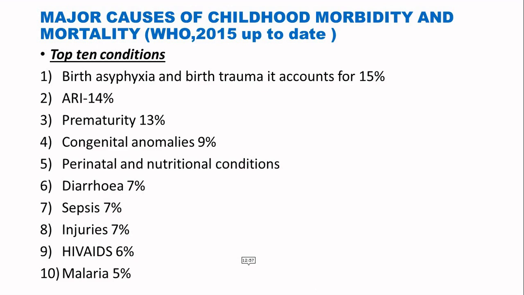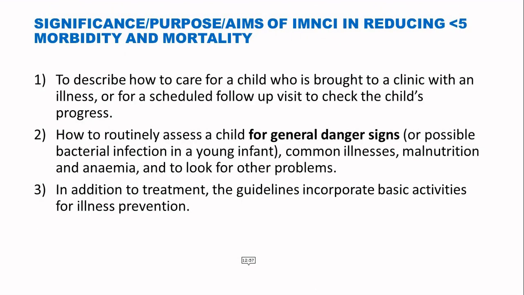Significance, purpose and aims of IMNCI in reducing under-5 morbidity and mortality. To describe how to care for a child who is brought to a clinic with an illness, or for a scheduled follow-up visit to check the child's progress. How to routinely assess a child for general danger signs, or possible bacterial infection in a young infant, common illnesses, malnutrition and anemia, and to look for other problems. In addition to treatment, the guidelines incorporate basic activities for illness prevention.